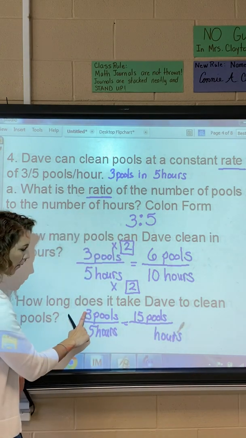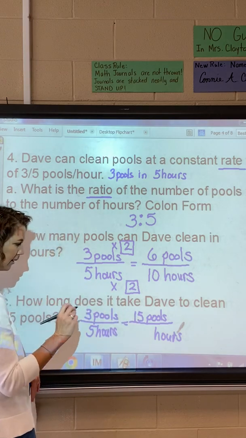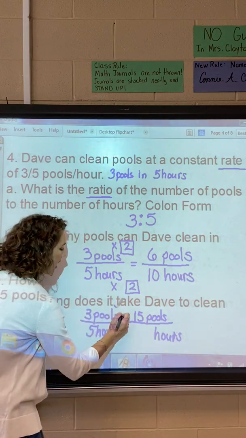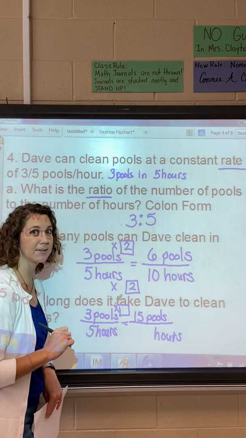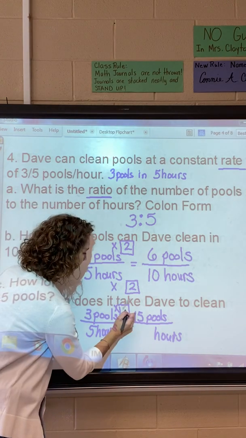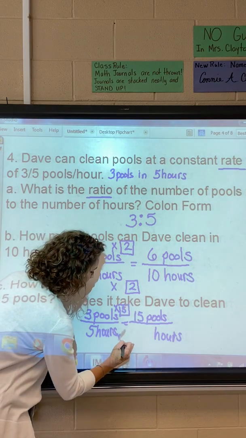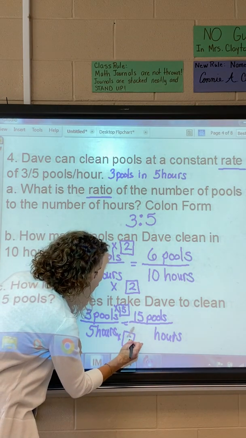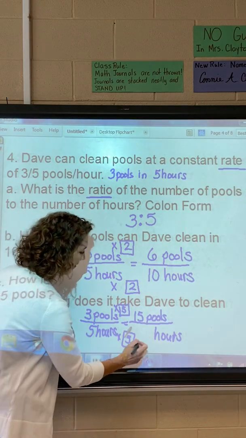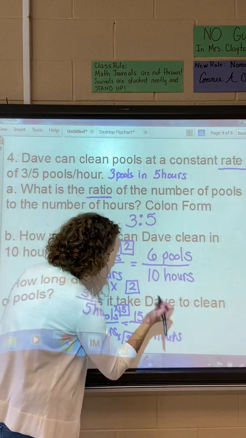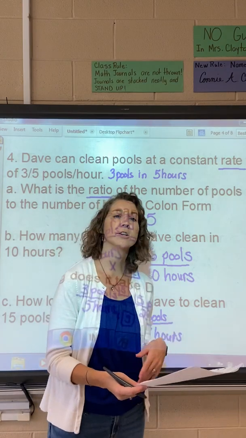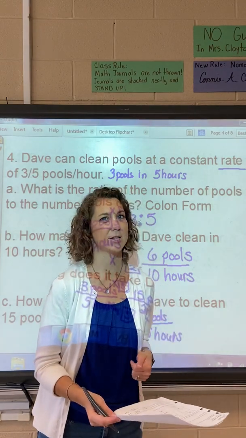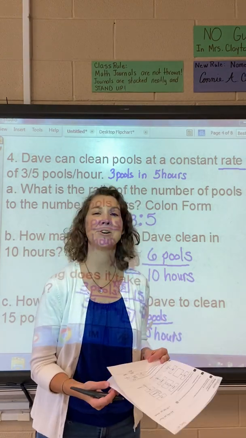Okay? So how do I get from 3 to 15? 3 times, what's our constant? 3 times 5. So I multiply the same thing times 5, and 5 times 5 is 25. And you notice that hours is already written on the answer, so you're just going to enter the number 25 in the answer blank. All right, I'll see you on number 5.